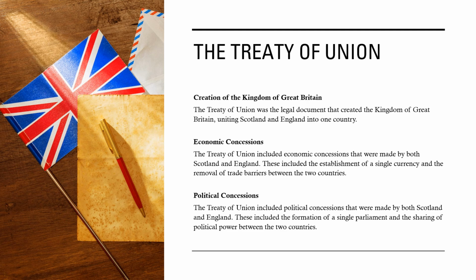The Treaty of Union. Creation of the Kingdom of Great Britain. The Treaty of Union was the legal document that created the Kingdom of Great Britain, uniting Scotland and England into one country. Economic concessions. The Treaty of Union included economic concessions that were made by both Scotland and England. These included the establishment of a single currency and the removal of trade barriers between the two countries. Political concessions. The Treaty of Union included political concessions that were made by both Scotland and England. These included the formation of a single parliament and the sharing of political power between the two countries.